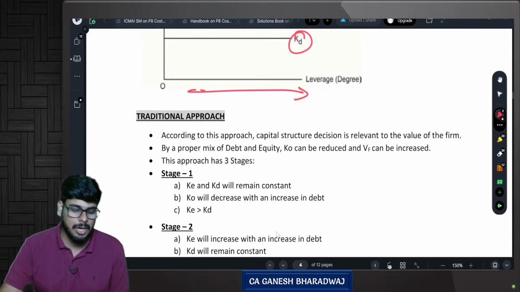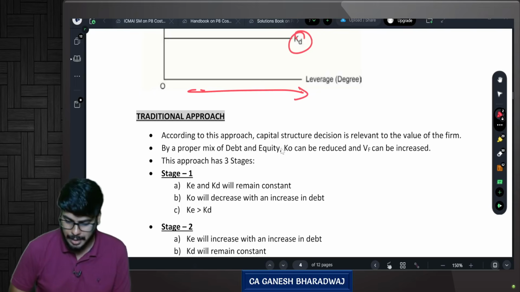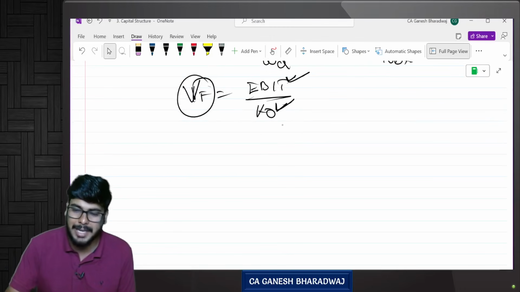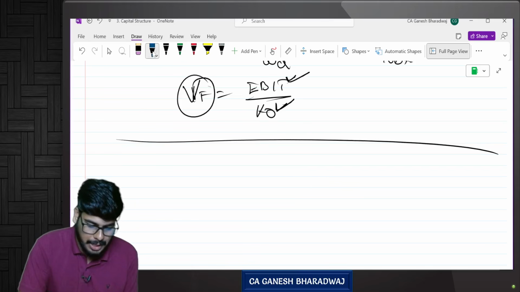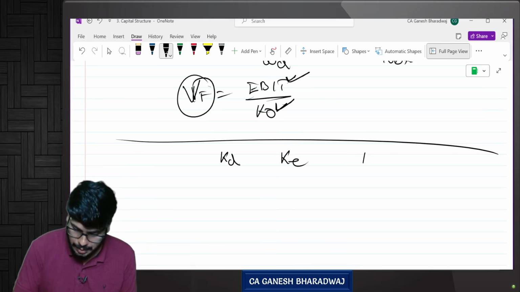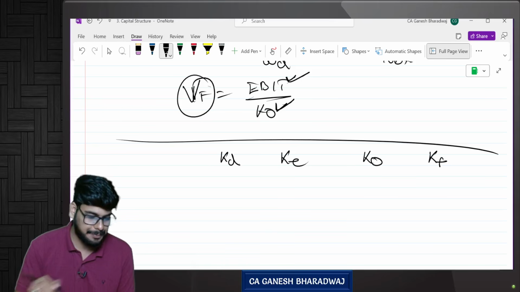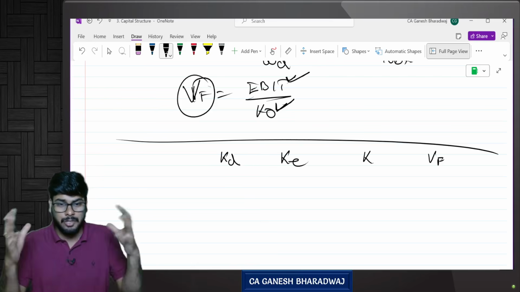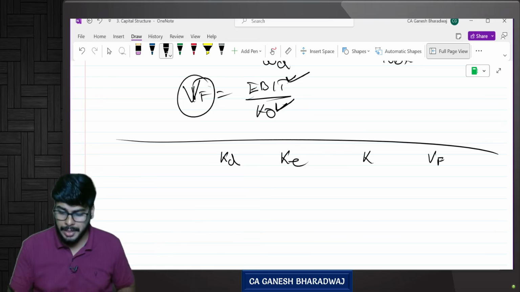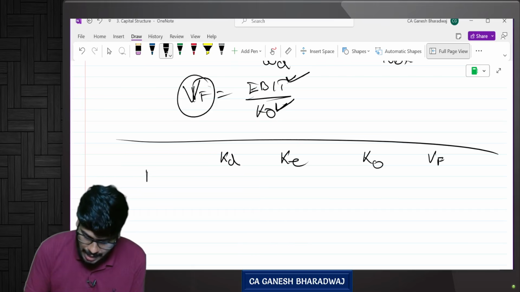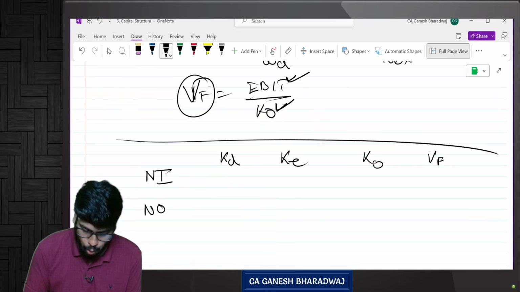Next, the traditional approach. Now, what does this traditional approach say? Before we move into it, let me just summarize the discussion here, because these two are the base. Net income and net operating income are the base. So let me just summarize this. KD, KE, KO, and VF, value of firm. See, this is actually a super summary, a super summarized version of whatever we have studied till now in these capital structure theories. So now, what does the NI approach say? What does the NOI approach say?